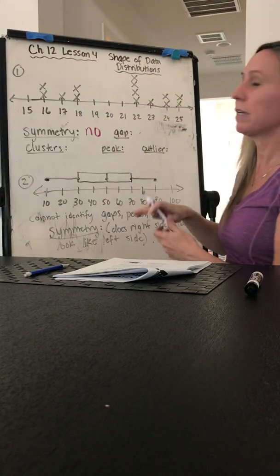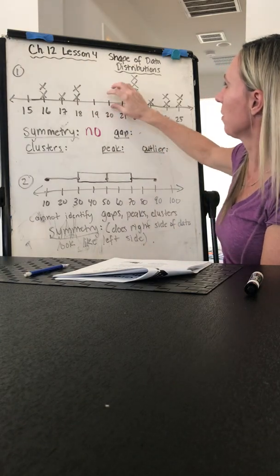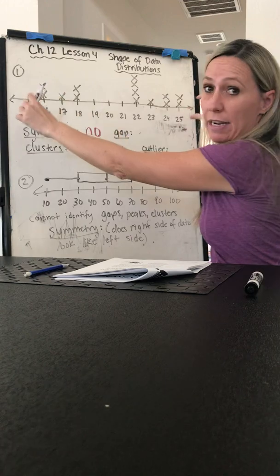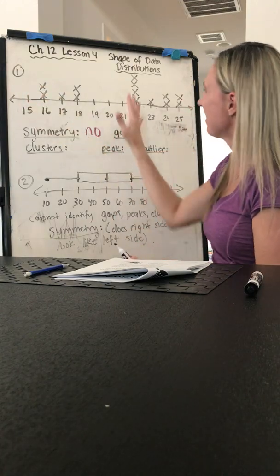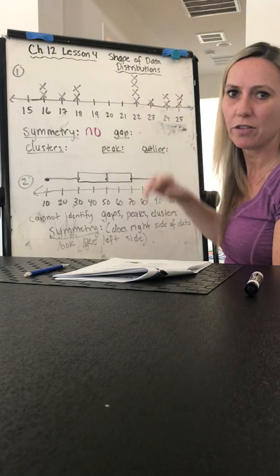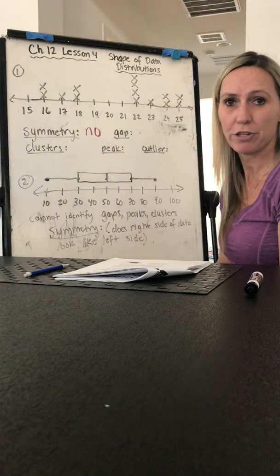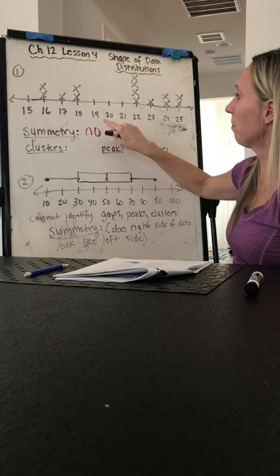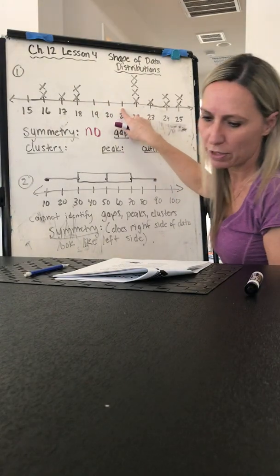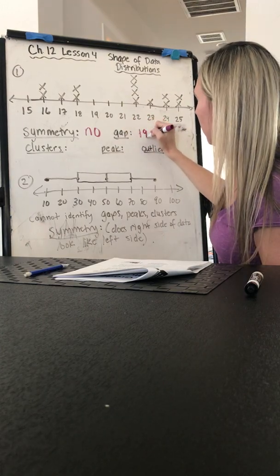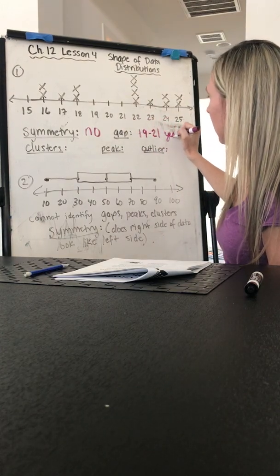Symmetry would be more where there's a big one here, and then there are equal ones going down, so it looks symmetrical. This is different: there's a gap here, there's some here, there's more over here. It's kind of all over the place. So we're going to say there's no symmetry. Now, a gap, there's absolutely a gap. The gap looks like it's from 19 to 21. So we'll write from 19 to 21. Yes, there's a gap.